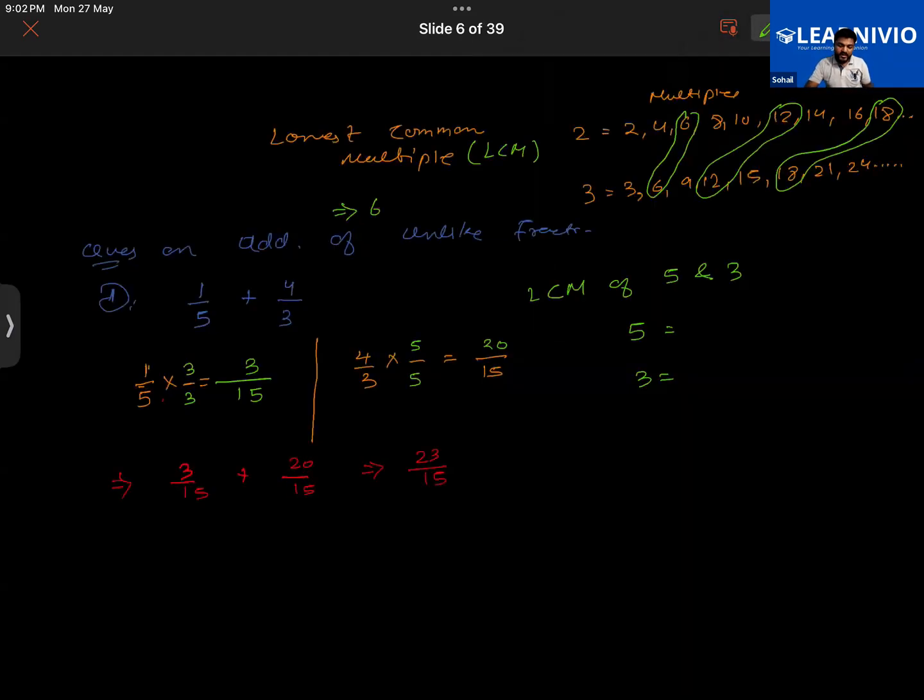Yeah, but don't we have to simplify it? Why do we need to simplify this number? 23 upon 15, they are not divisible with each other. There's no need to simplify it any further. If you were to have a number like 9 upon 18, then you have to simplify it because 9 cancels 18 and it becomes 1 upon 2. Getting what I'm trying to say? Okay.